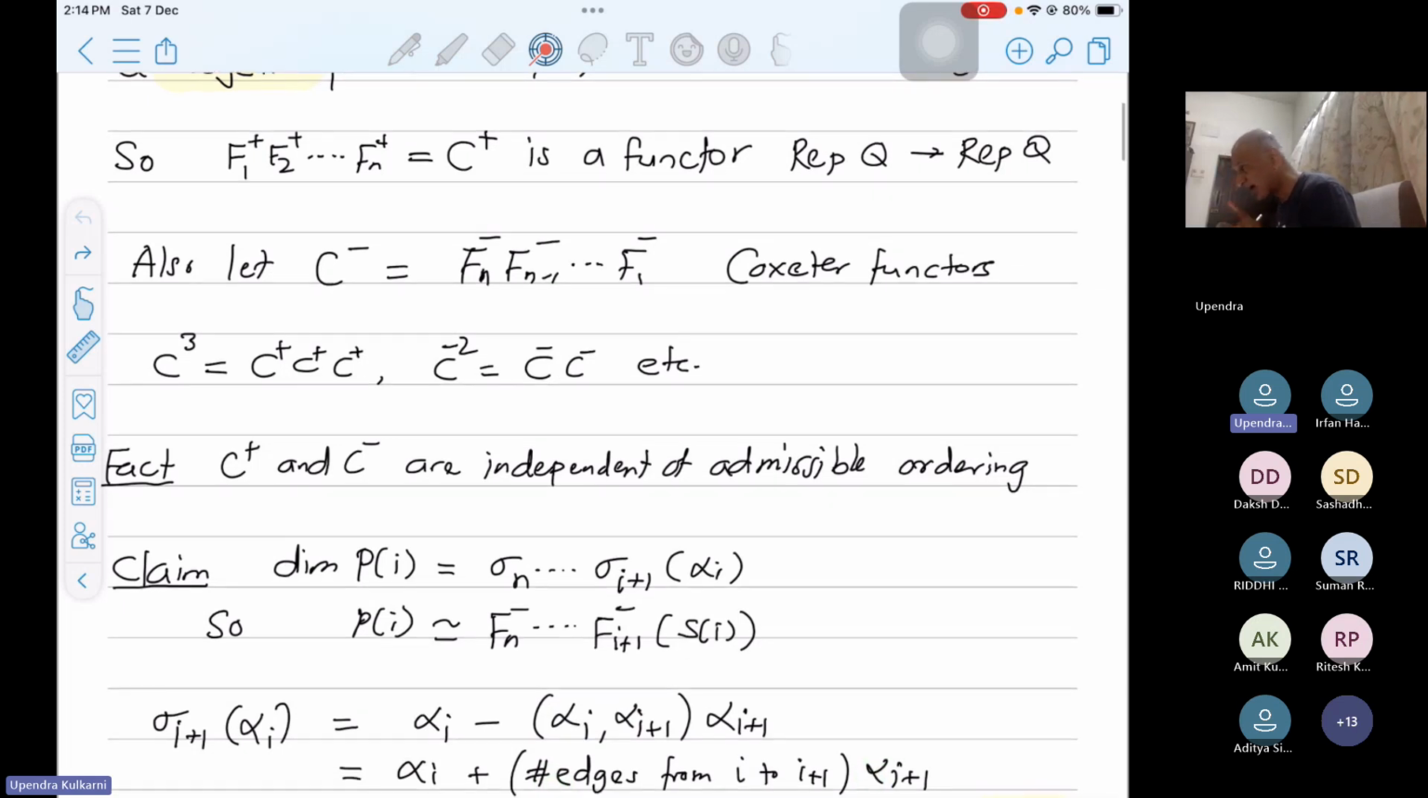However, now I slipped something in, you see. I said that the bilinear form does not depend on the orientation, but here I'm saying it's the number of edges from I to I plus 1. Why can I say that? Because now suddenly from undirected, I have gone to directed. I'm looking at the quiver.